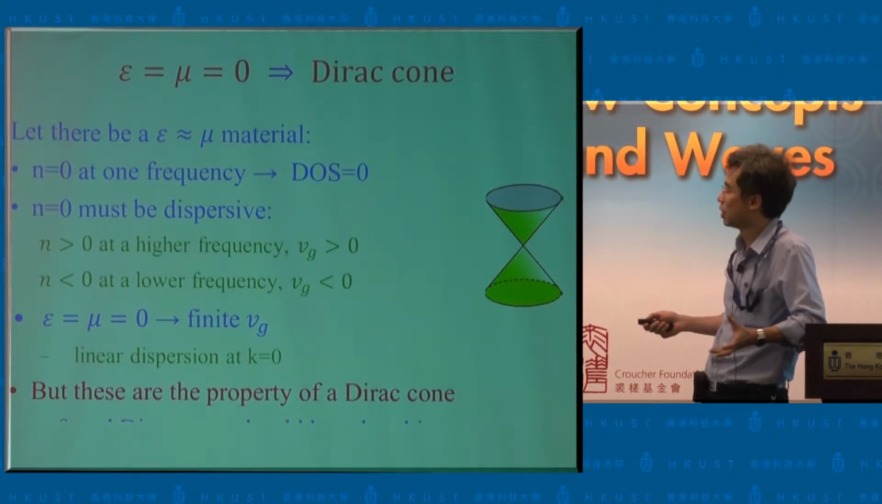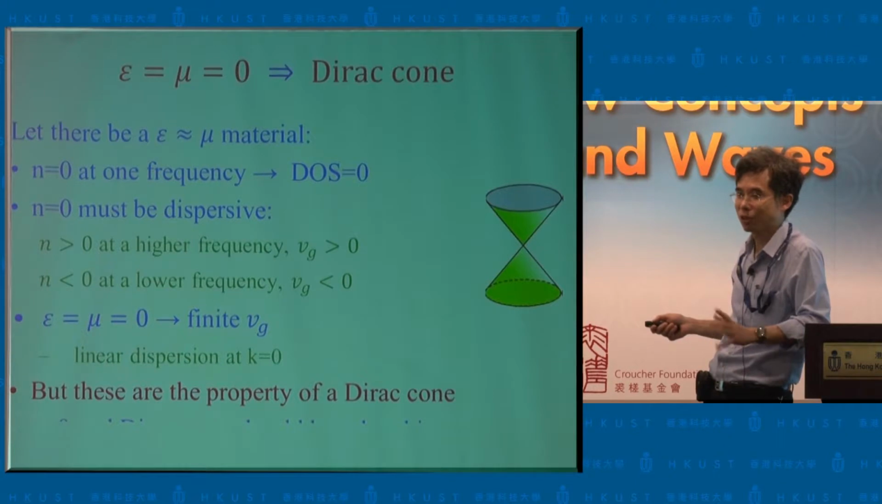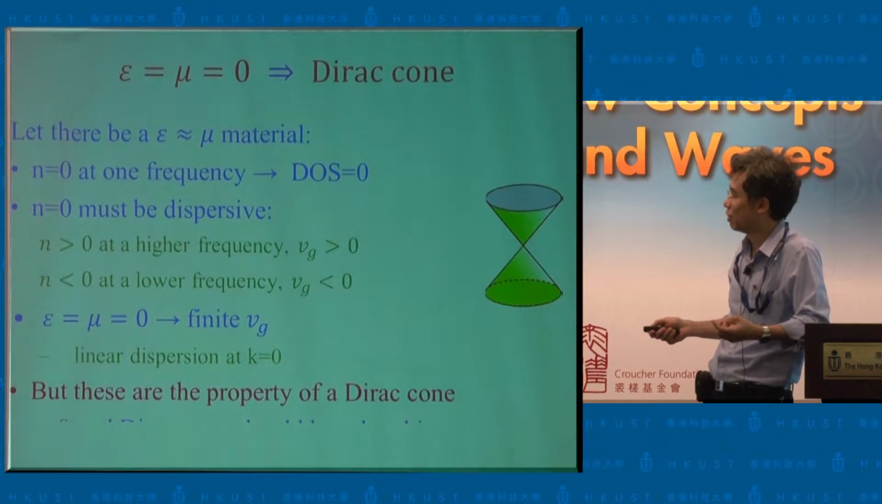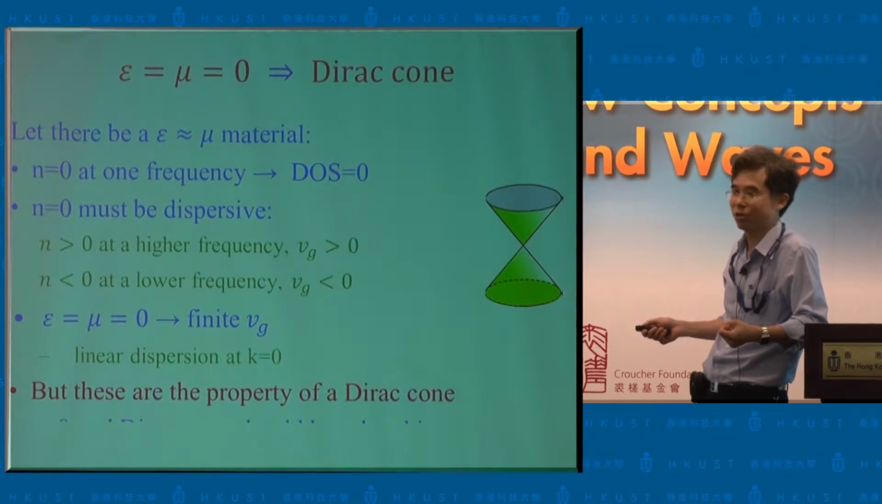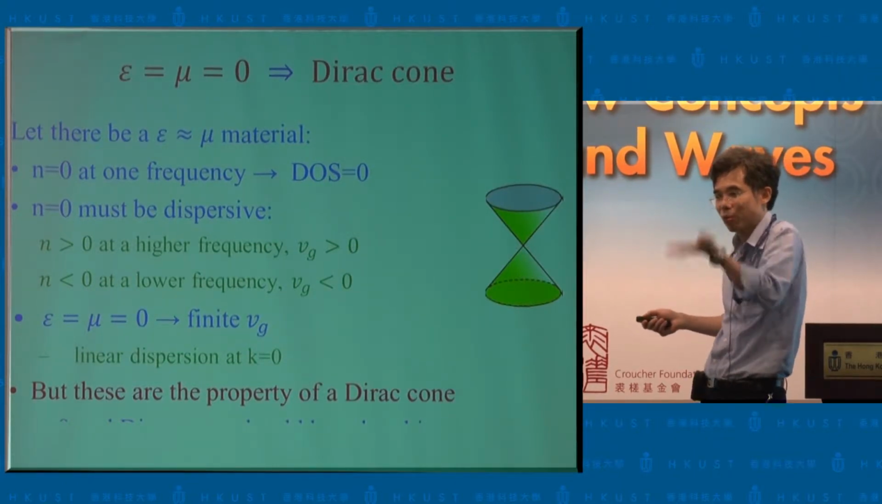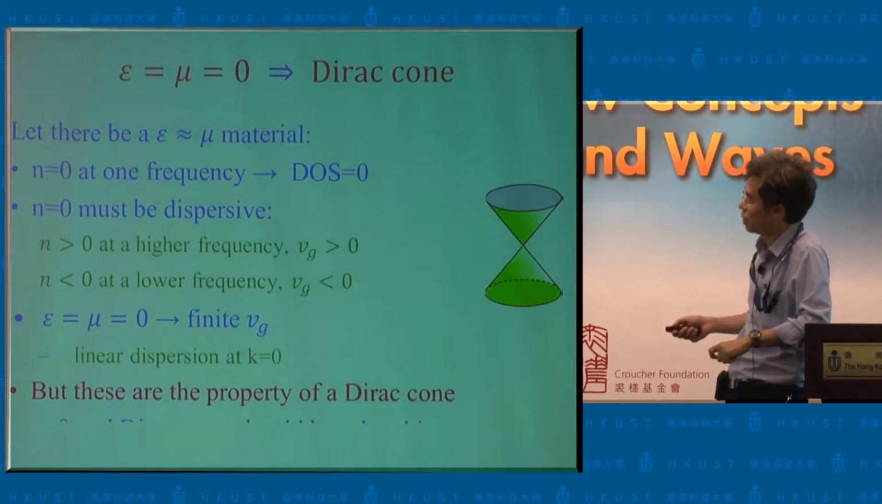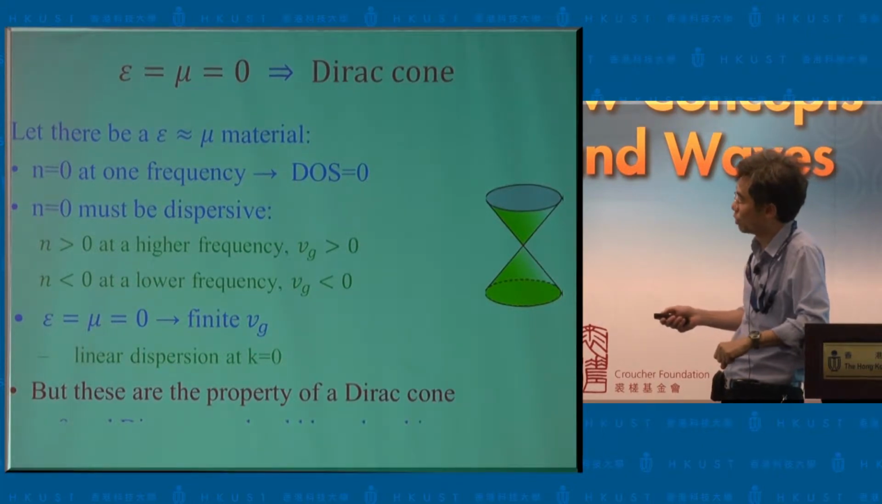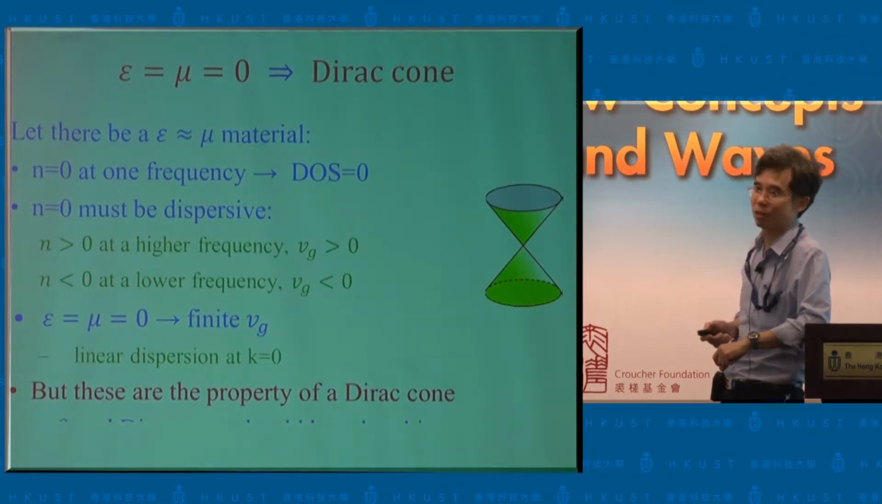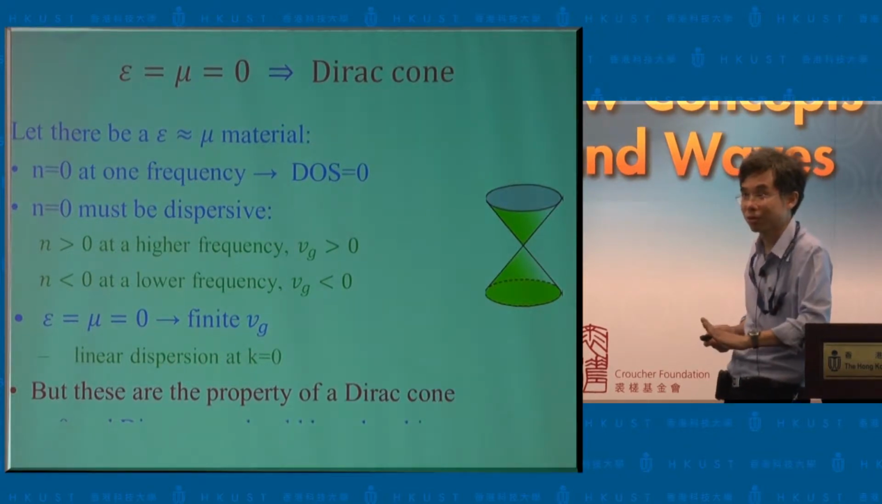Now at that frequency, the density of states for the transverse modes is 0. However, anything that behaves like this must be dispersive, meaning that at a frequency higher than this, you should have a positive index, because in that case, both epsilon and mu should be positive. While below that frequency, the refractive index should be negative. Now, in those cases, the group velocity should be either positive or negative, just slightly above and below this peculiar point. Now, more than that, in fact, if epsilon and mu equal 0 right at that point, it can be shown that the group velocity must be finite. It's not 0, it's finite.